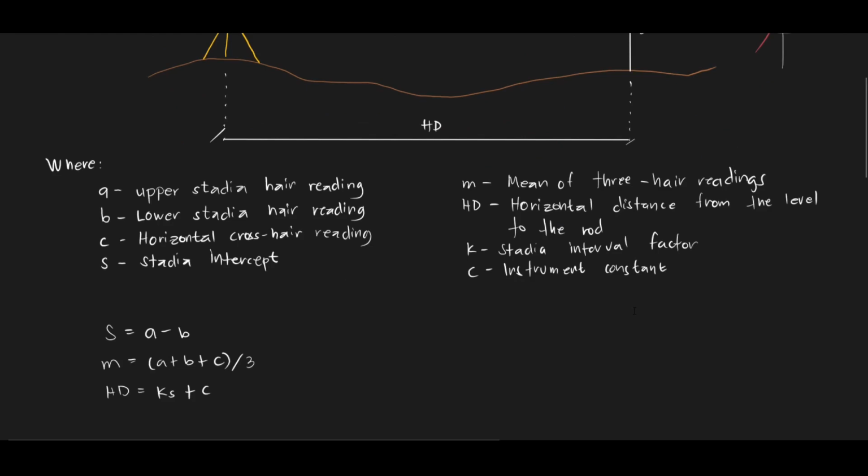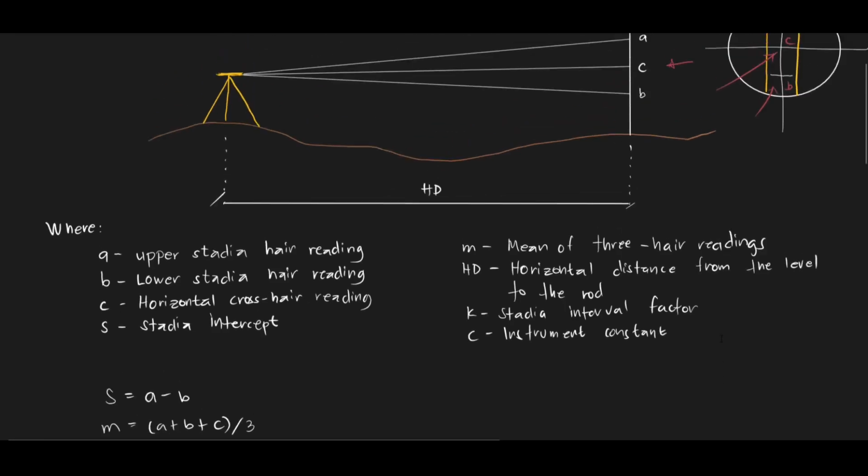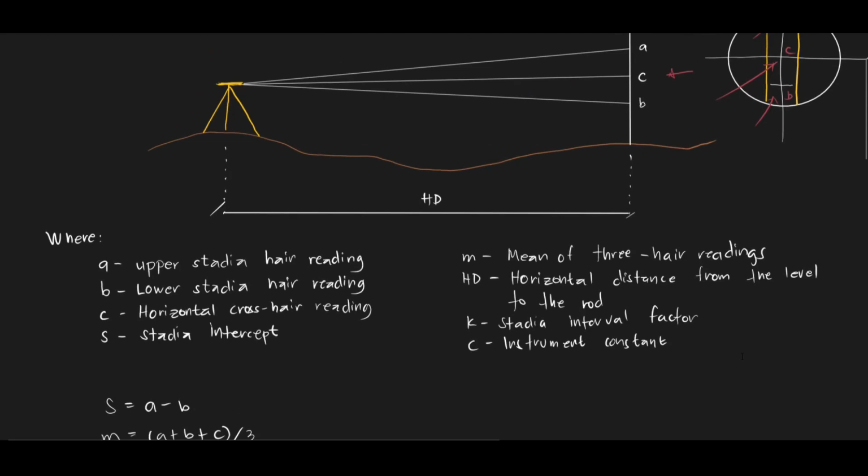The horizontal HD is the horizontal distance from the level to the rod, and then the K is the stadia interval factor, and C is the instrument constant. As you can see here, you can determine HD. The horizontal distance is equal to K times S plus C. Okay, now you might be wondering why do we need this horizontal distance when we are only taking the vertical distance, right? We are leveling.